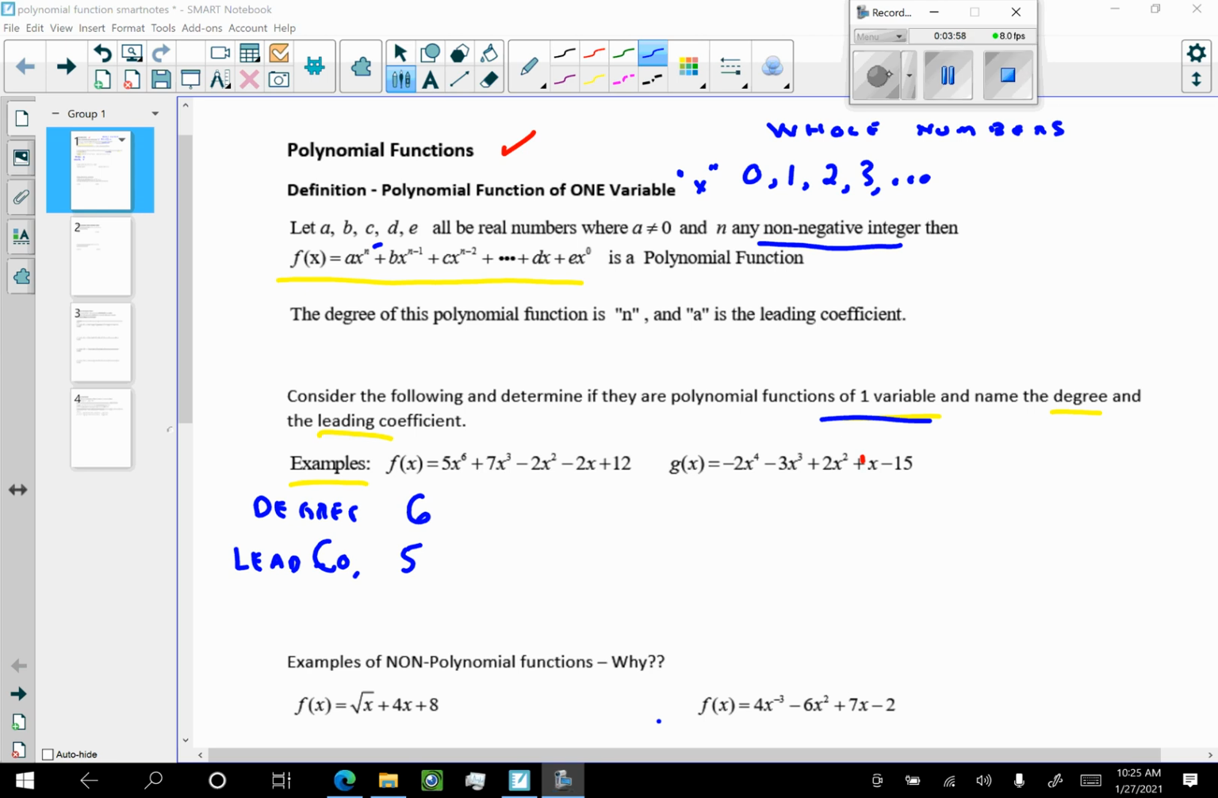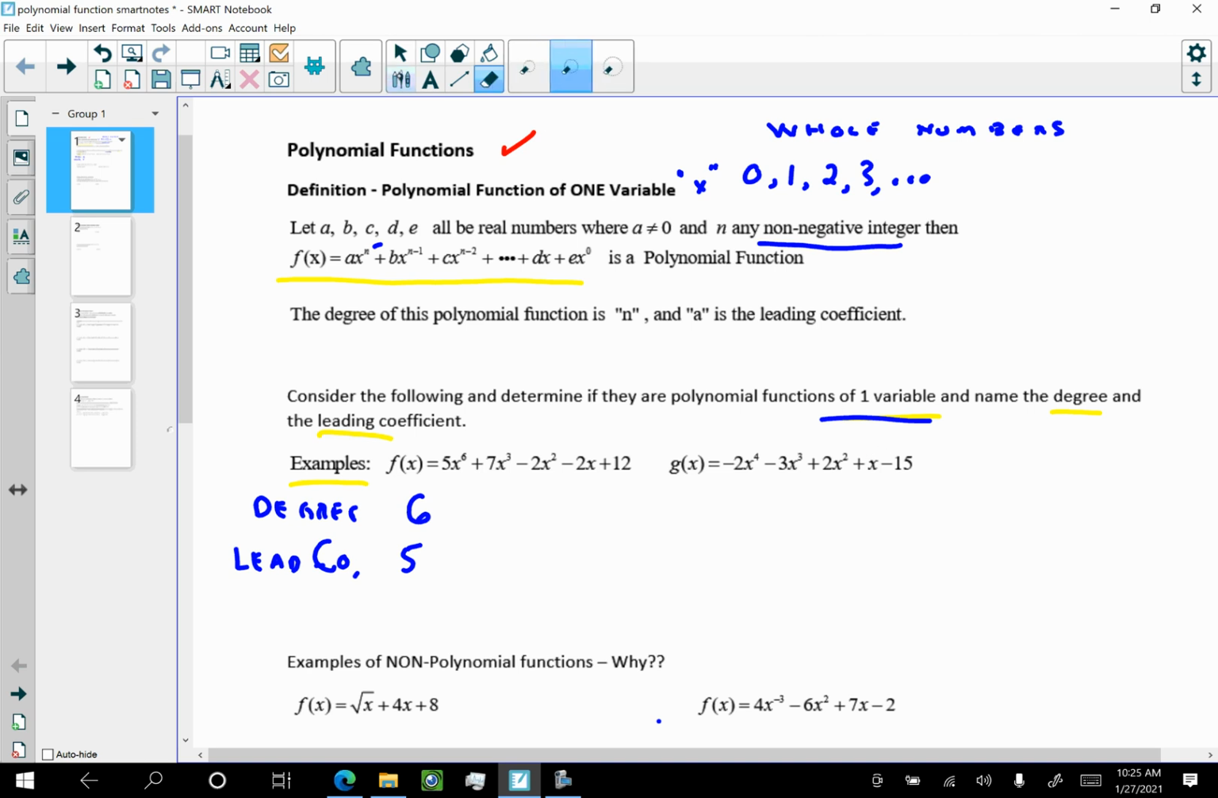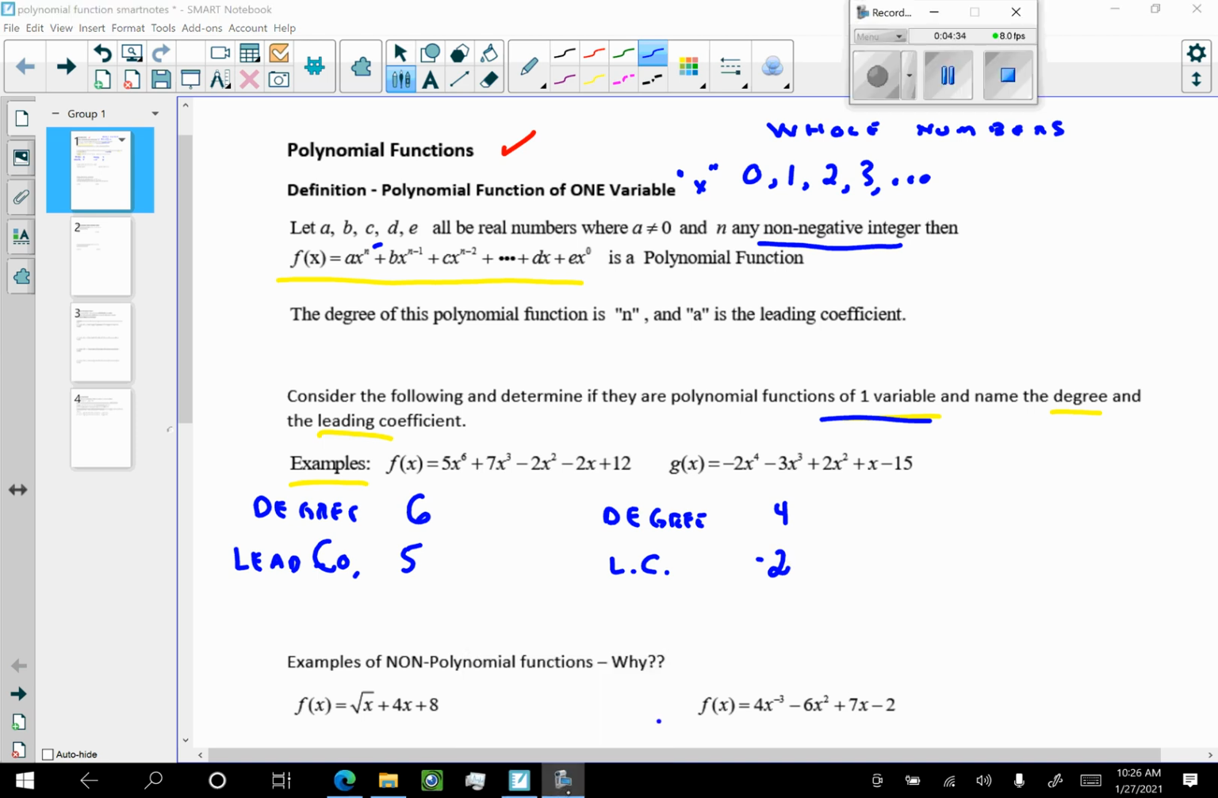And example number 2, g of x. Oh, what the heck? Is it one variable? Yes, I only have x's. Good deal. I only have x's, so I need to know the degree. The degree here is 4. The leading coefficient, the number in front of the term with the x to the highest power, is -2. Easy peasy, lemon squeezy.